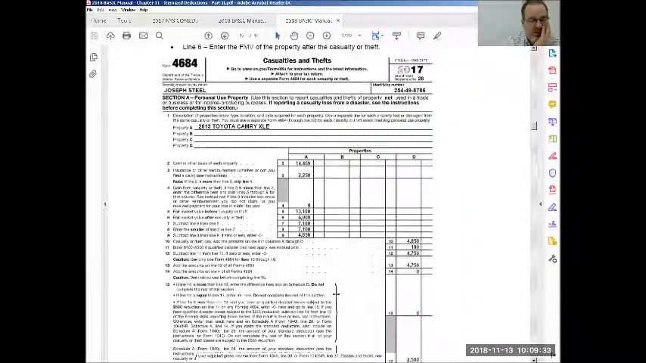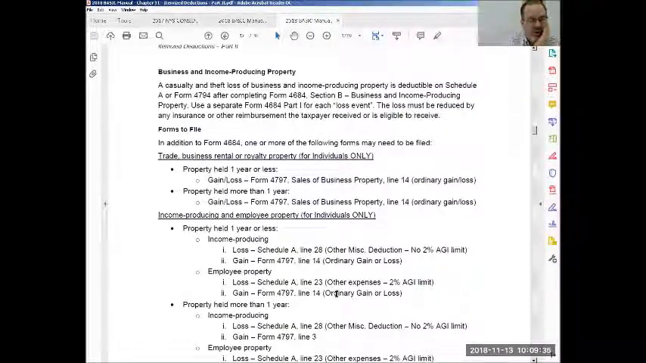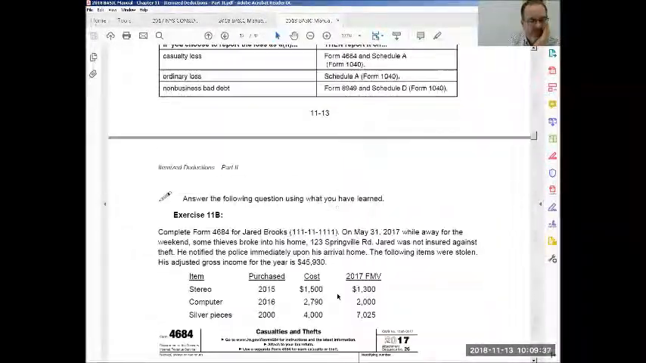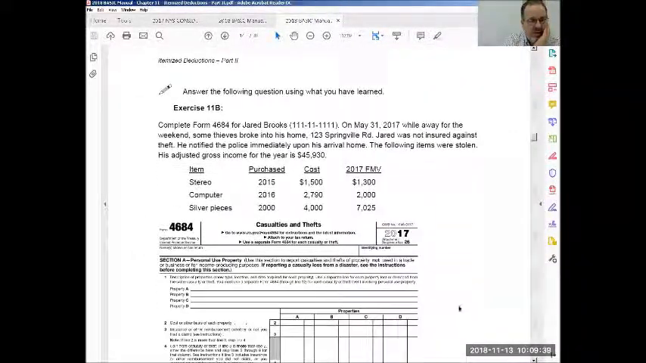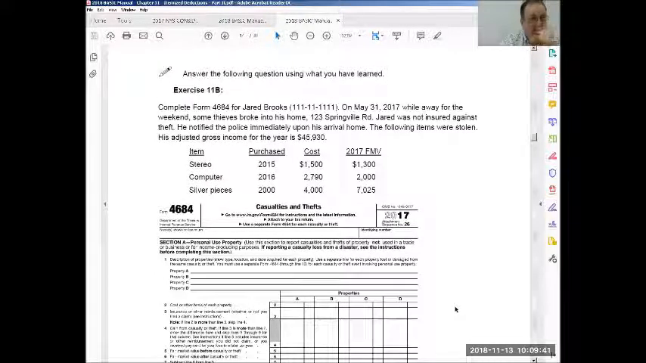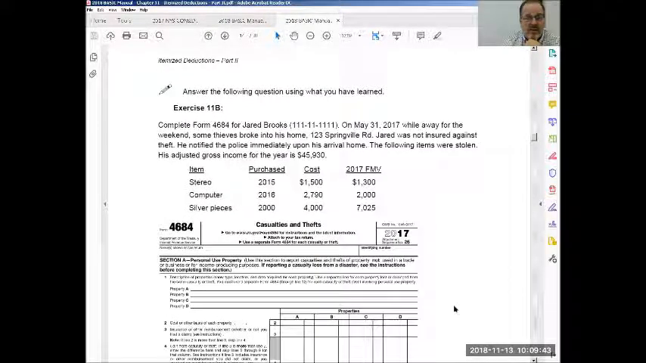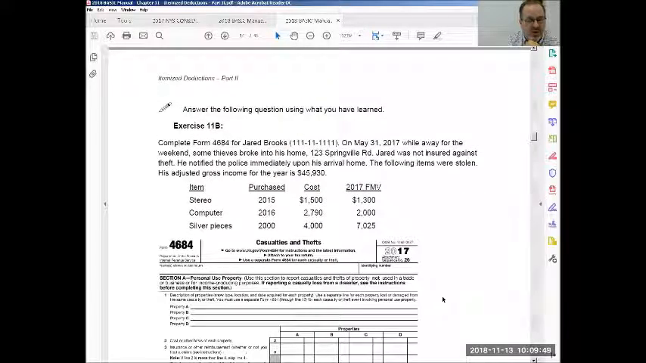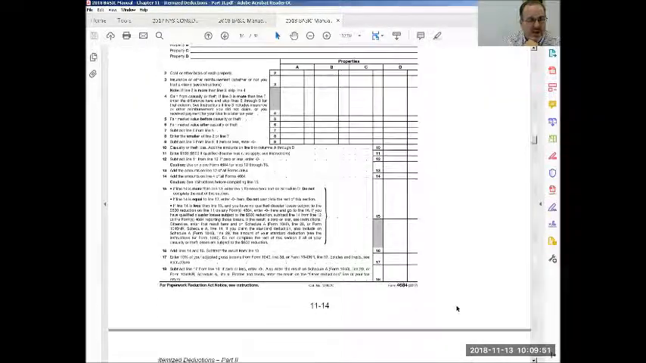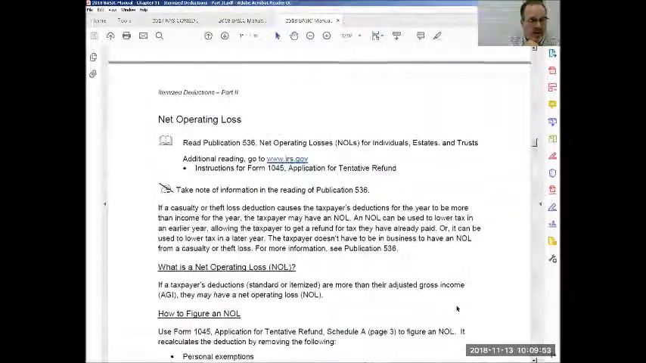All right. So you have some exercises on those losses, and you'll do a little bit of calculations. Looks like, let's see, who is the gentleman here? Jared had his home broken into on the top of page 1114. So that'll be a good one to talk about that theft. Okay. Net operating losses.